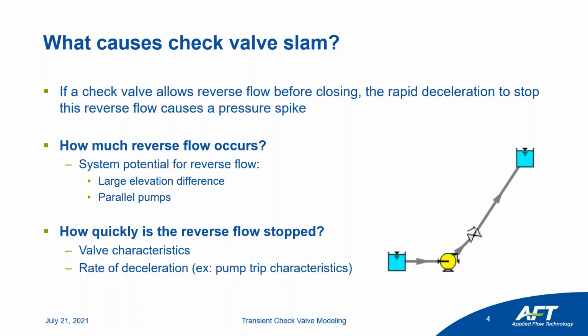But again, let's think back to the big two pieces. One, how much reverse flow is occurring? The less that we can have, the better. And also, how quickly is that reverse flow stopped? Are there other things within the system that we can change to make it much more gradual to approach zero, which is going to lead to less check valve slam? Those are the two things that we're going to try to control in our system.